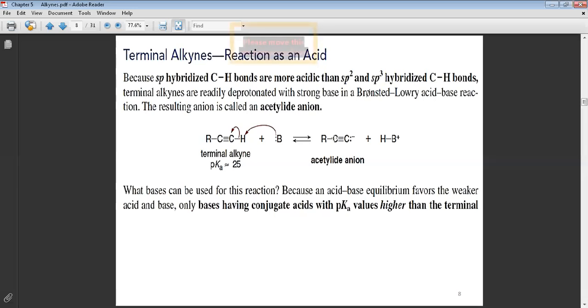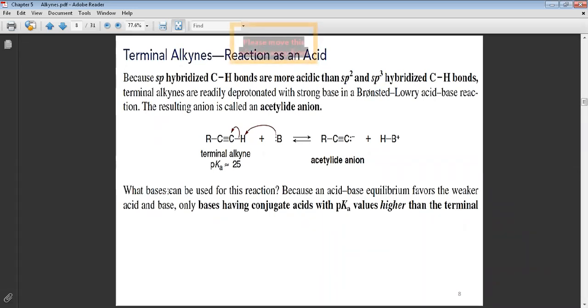At the end of this chapter, we have some reactions. This acetylide anion can act as a nucleophile. You can write here: nucleophile. This is important, and at the end of this chapter we have stepwise synthesis for some compounds.